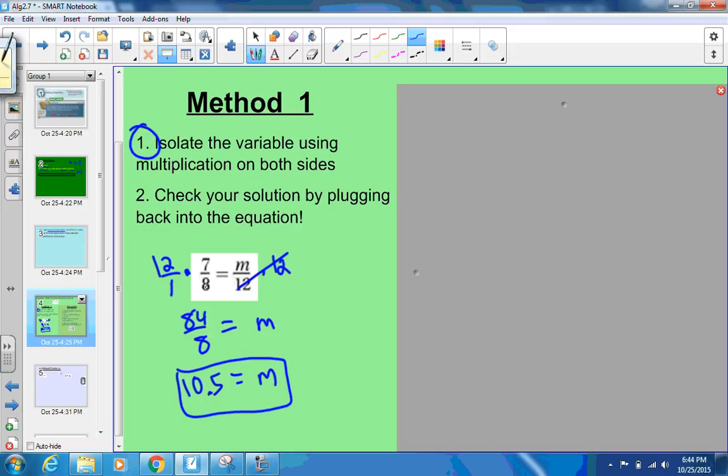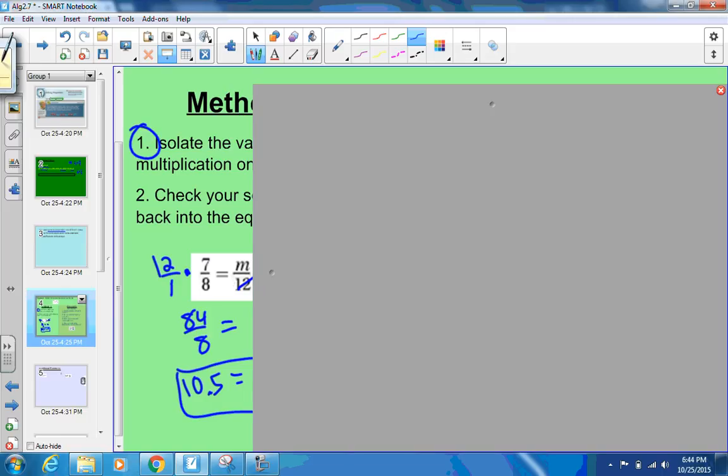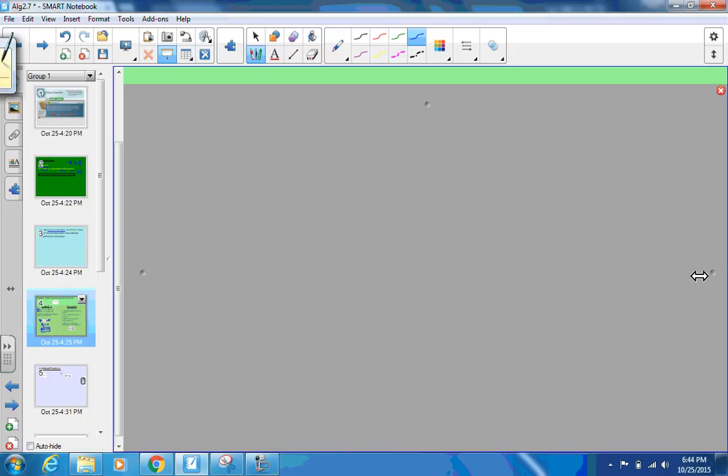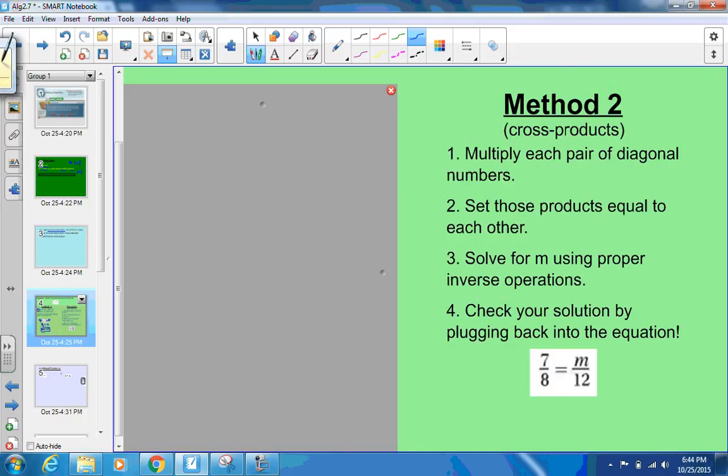It only works if it's a situation like this where you actually have the variable on the top. So now I want to show you the other way. Make sure you have both methods written down though. The other way, which we'll use most often, is called cross products, and this is probably what you're also familiar with. The cross products method says to multiply each pair of diagonal numbers. So diagonally we have 8 and m, and we have 7 and 12. So we'll do 8 times m, and 7 times 12.